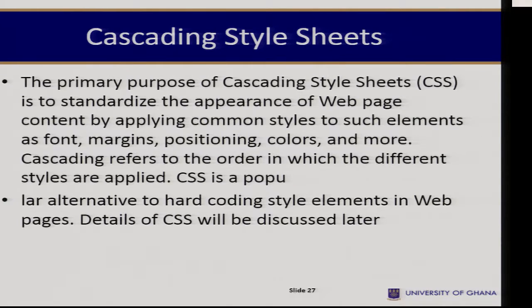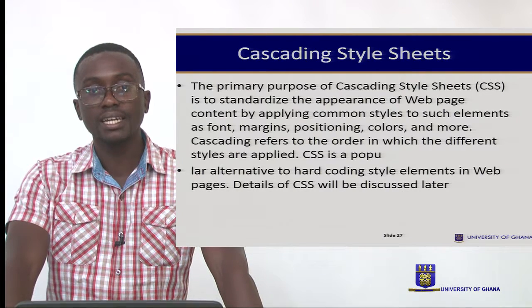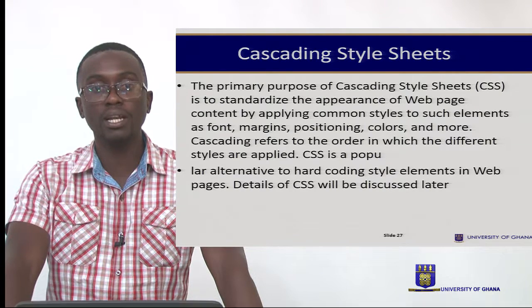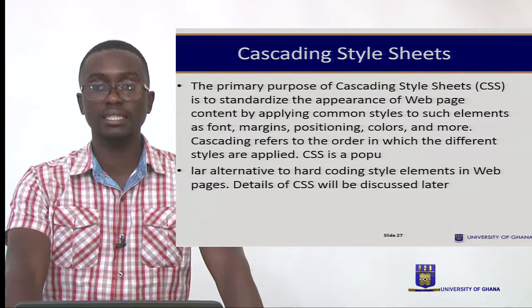Cascading style sheets. The primary purpose of cascading style sheets, CSS, is to standardize the appearance of web page content by applying common styles to such elements as fonts, margins, positioning, colors, and more. Cascading refers to the order in which different styles are applied. CSS is a popular alternative to hard coding style elements in web pages. The details of CSS will be discussed later.